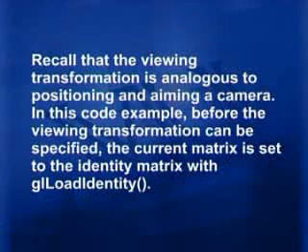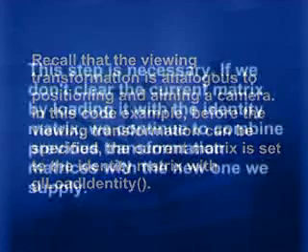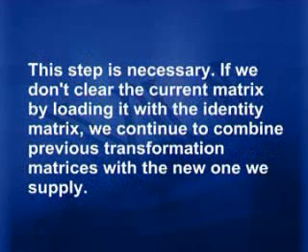We are going to start with the discussion on viewing transformations specified over here. Recall that the viewing transformation is analogous to positioning and aiming a camera at the desired scene. In this code example, before the viewing transformation can be specified, the current matrix is set to the identity matrix with glLoadIdentity. This step is necessary. If we don't clear the current matrix by loading it with the identity matrix, we continue to combine previous transformation matrices with the new one that we supply.